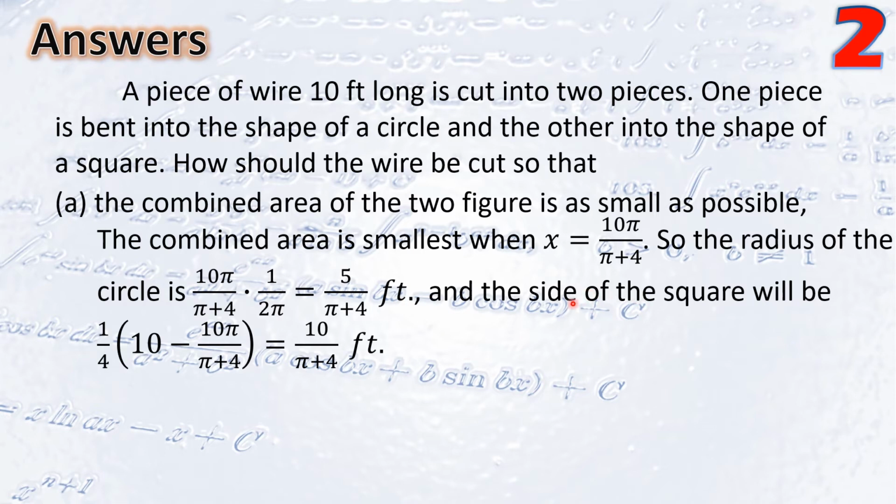And the side of the square will be 10 minus x over 4, that is equal to 1/4 of 10 minus 10 pi over pi plus 4. And this is equal to 10 over pi plus 4 feet.